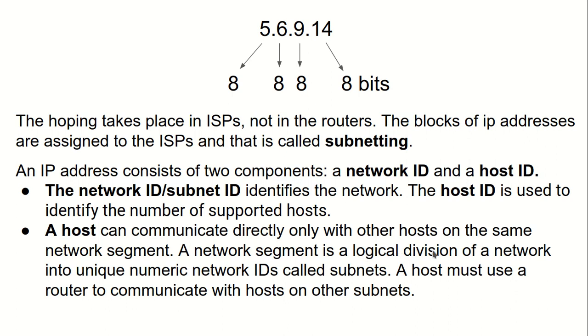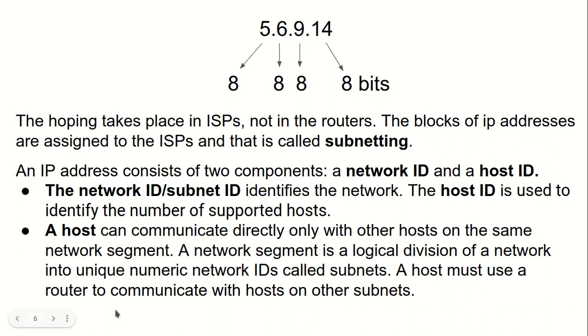A network segment is a logical division of a network into unique numeric network IDs called subnets. So on the same network, if two hosts are communicating together, multiple logical divisions will be created to identify that this host is present on this side of the network and the second host is on another side, but this whole network will be one single network. A logical division will be created in a single network to identify both the hosts, and this logical division is called subnets.